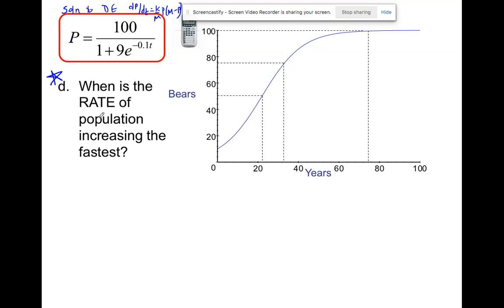When is the rate of the population increasing the fastest? What is that asking you? When is a time question. So your answer is going to be a time. When is the rate of the population? Rate of the population, that's the differential equation. So when is dP/dt increasing the fastest? What do you need to do? You need to find the derivative of that. Well, this is the first derivative, so you need to find the second derivative, but hello, kids.